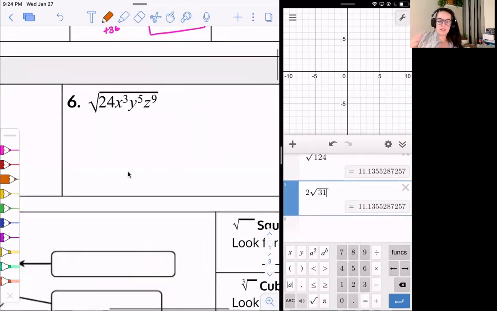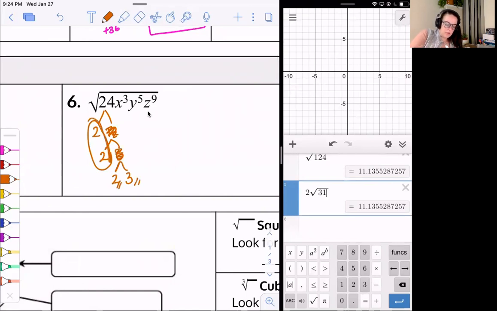I can do the exact same thing if I have variables in here. So I'm going to make groups. So 24, break down 2 and 12, break down this into 2 and 6, break down 6 into 2 and 3. I know that I have one group of 2s, and then 2 doesn't have any more friends, 3 doesn't have any more friends. The 6 was used up.